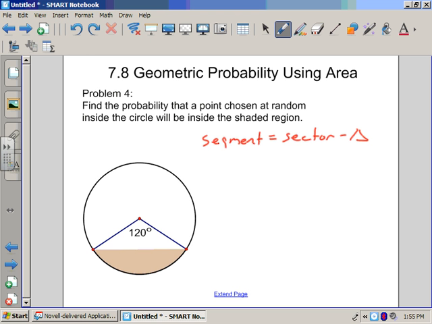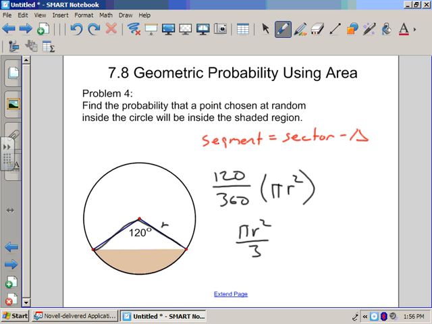How do we find the area of a sector? We take the number of degrees in its central angle, 120, divided by the degrees of the whole circle, which is 360, times the area of the whole circle, which in this case I don't know what it is. With a radius r, it will be pi r squared. So the area of the sector must be pi r squared over 3. That gives me the area of the sector.